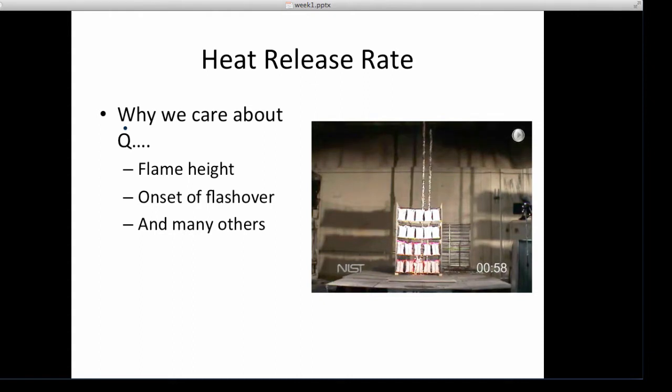So in this case, say I was interested in the height of the flames above the rack of potato chips, it might give me some information about when it could have been seen in a video camera or when it might have spread through an opening to the floor upstairs or something along those lines.